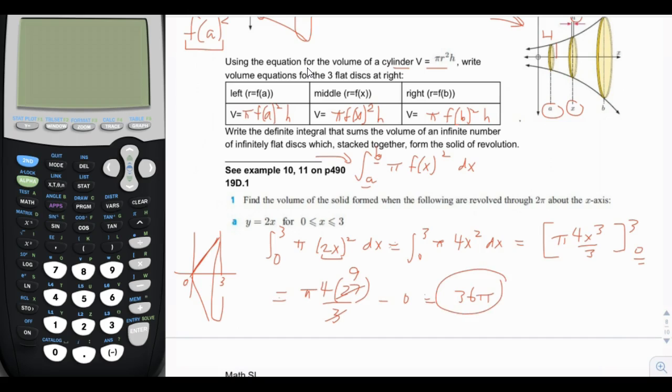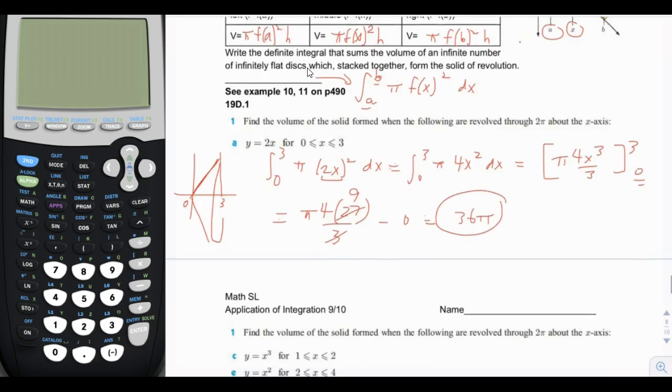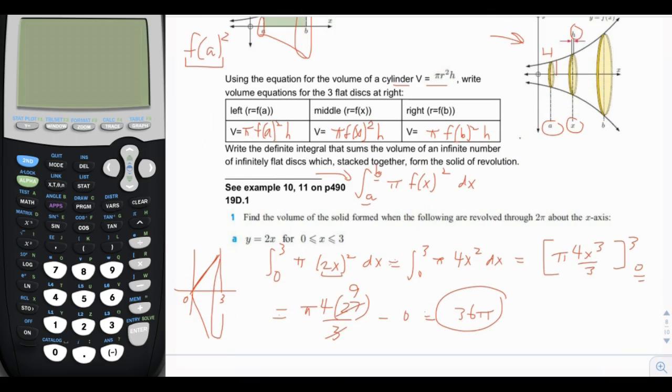36 pi. Okay. And we probably could have figured that out too by using the volume of a cone formula. But now we're doing it with integrals. Okay, that's it for page 8. Quick, huh?